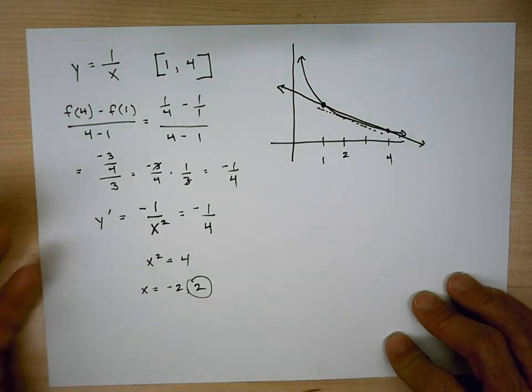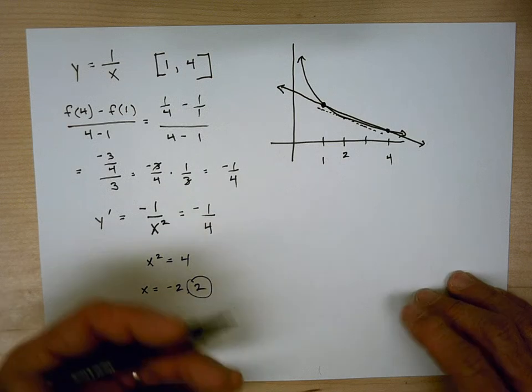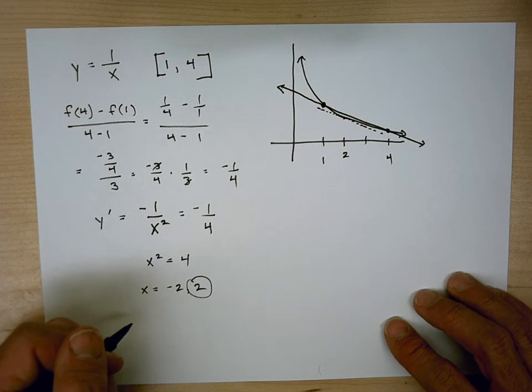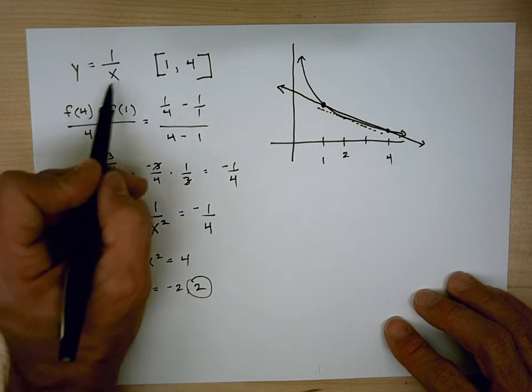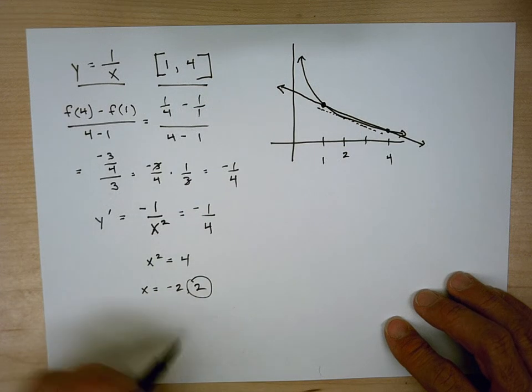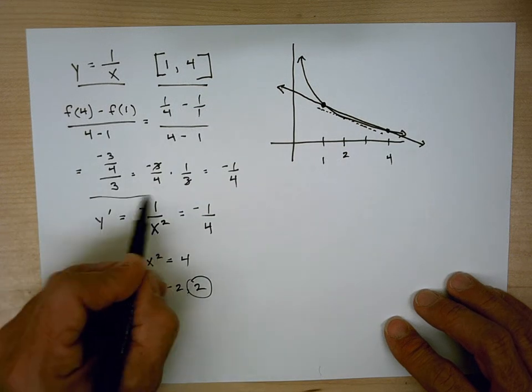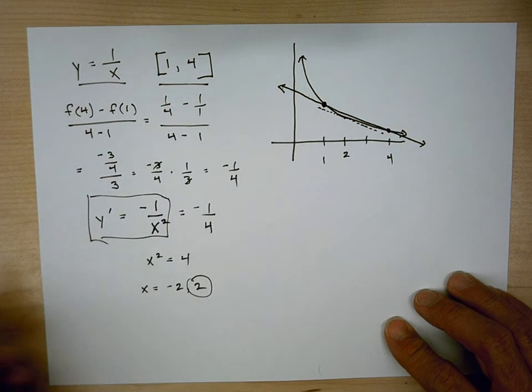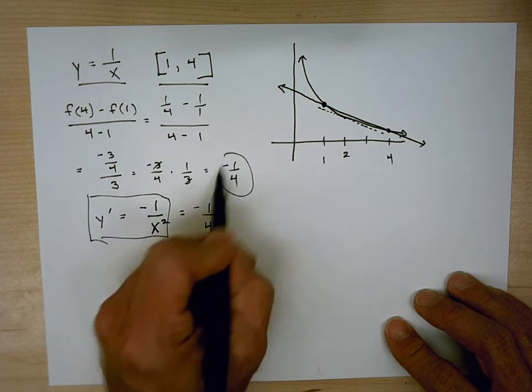So that's an example. It's more of a way of seeing what the mean value theorem means and how you might be asked to use it. You might be given a function and an interval and asked to find the value of C for which the slope of the tangent line is equal to the slope of the secant line.